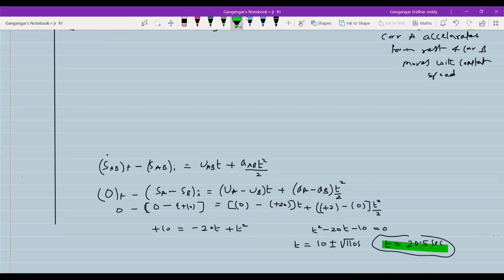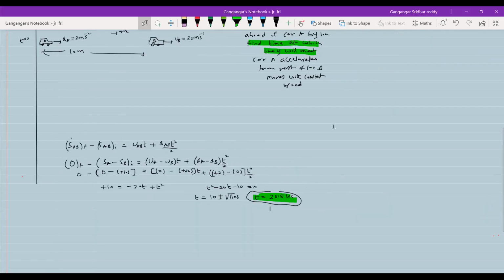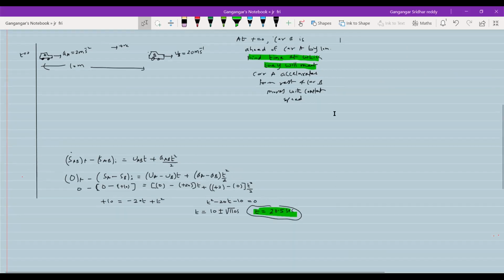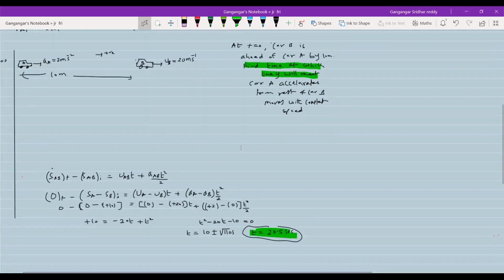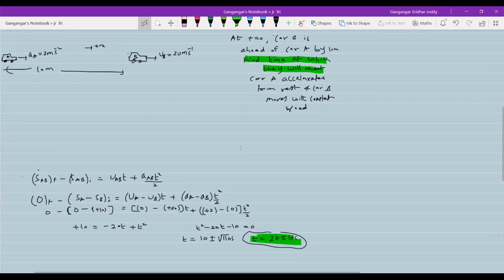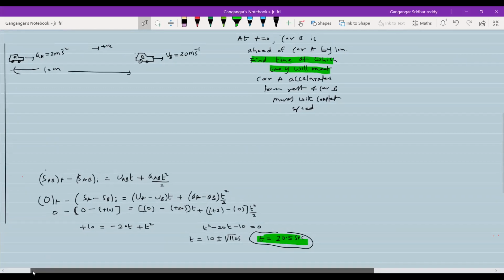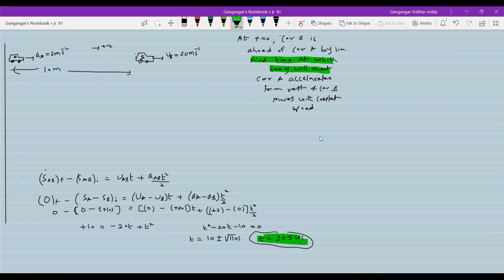What does it mean? 20.5. Everything will be visible. I think font size, no problem. Okay, now you can see here all. After 20.5 seconds, car A will catch car B. This was the condition. So here I'll show what actually happens here.